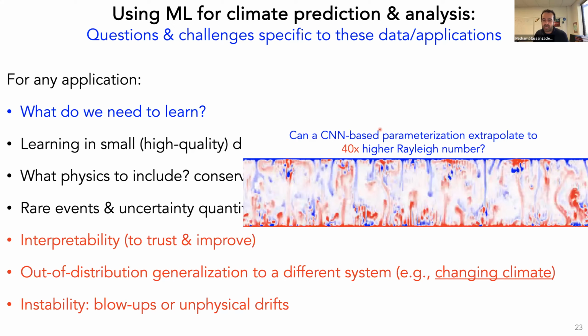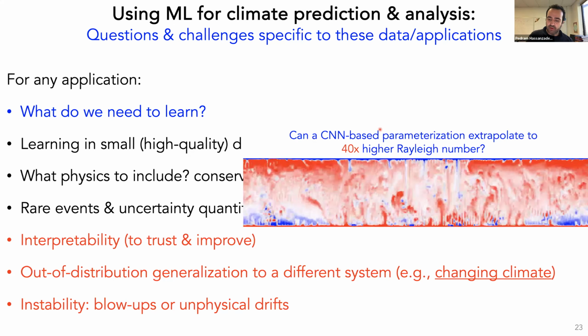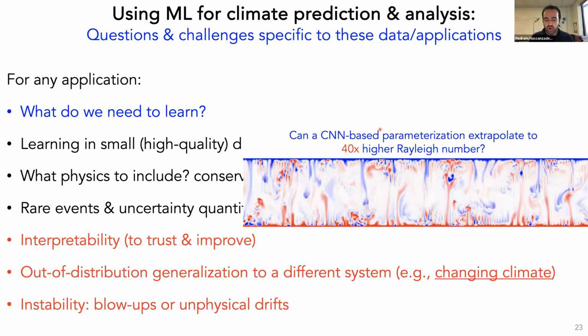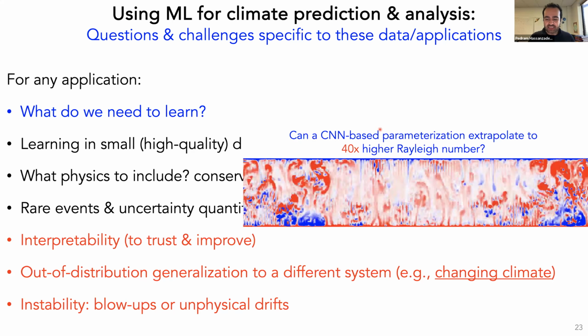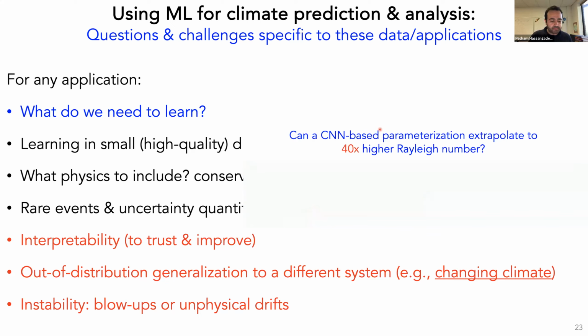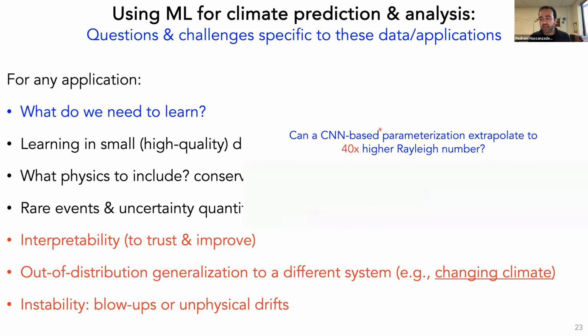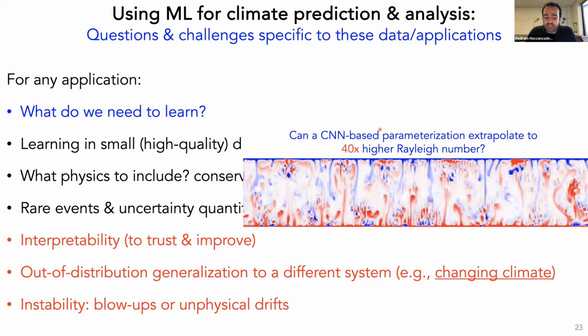But this is what happens when we ask a data-driven parameterization to work for a more turbulent flow. And I'll tell you more about this example in a few minutes, but we see that everything blows up. And in fact, instabilities, whether it's a blow up or unphysical drift, are very common in applications of machine learning, particularly neural networks to climate and turbulence.